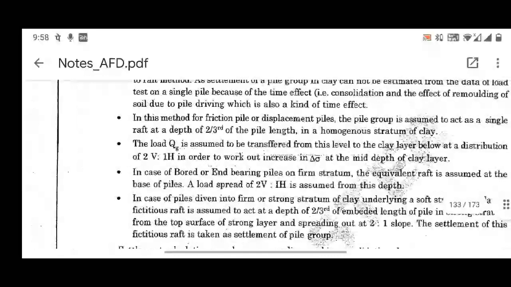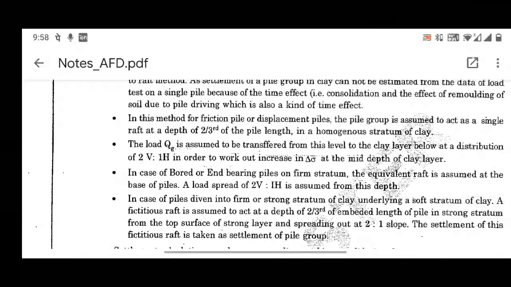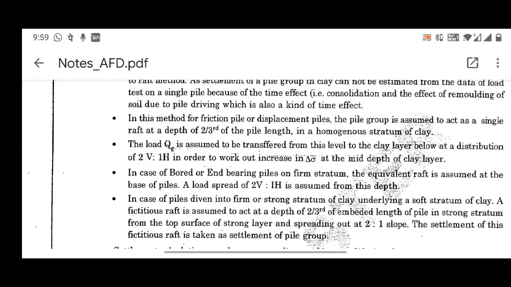Now the load QG is assumed to be transferred from this level to the clay layer below at a distribution of two vertical to one horizontal, in order to work out the increase in effective stress at the mid of the clay layer. So the load QG, the gross load over the pile cap, is assumed to be dispersed at a rate of two vertical to one horizontal in order to find the increase in effective stress at the mid of the clay layer.